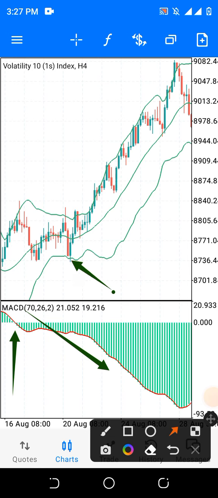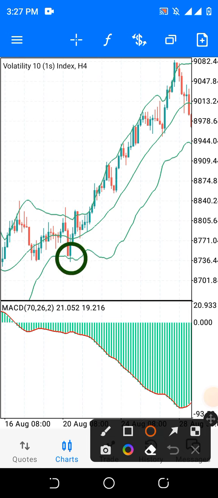What I want you to pay attention to is where the price touches the lower band. Look at this point. This is where I want you to pay attention: where the price touches the lower band. This is a perfect entry for you. Now this is where the crossing occurs.